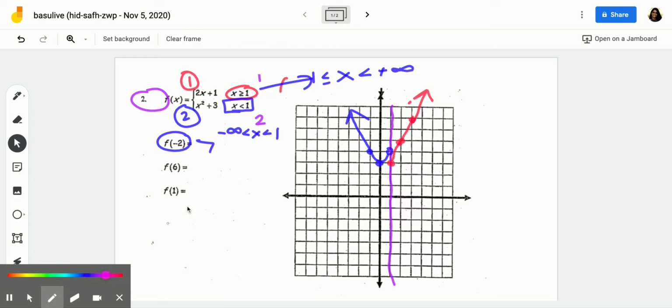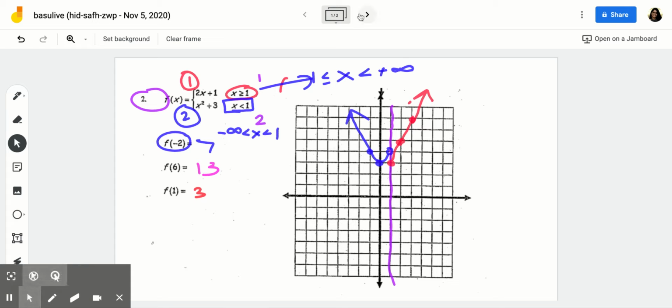So 6 is in the purple piece. 6 times 2 is 12. 12 plus 1 is 13. And then 1 belongs to the red piece because it's underlined, and 2 times 1 is 2, plus 1 is 3. But again, that wasn't really the thing students missed.